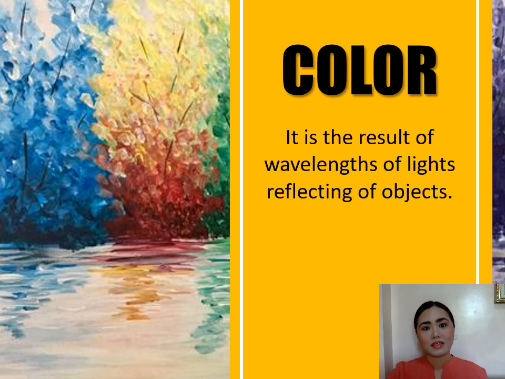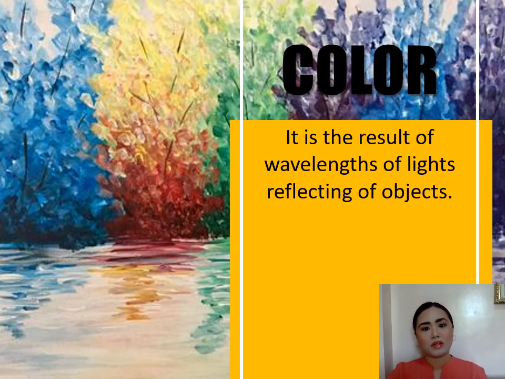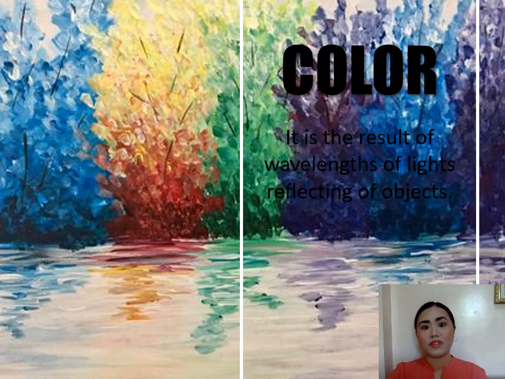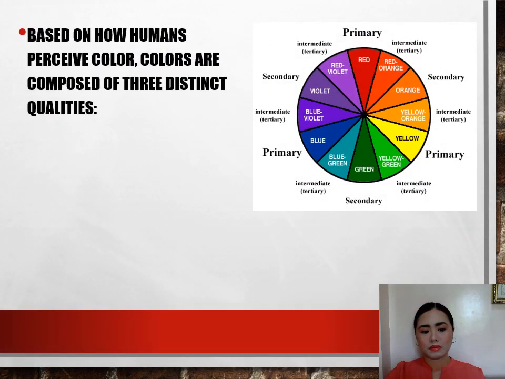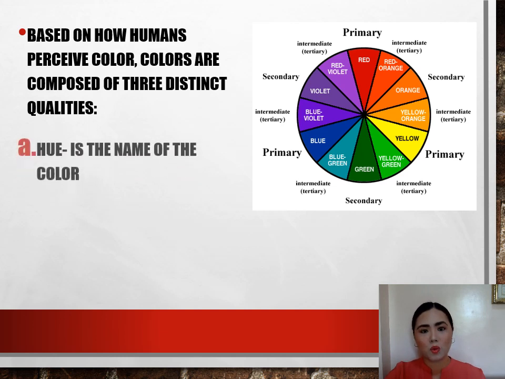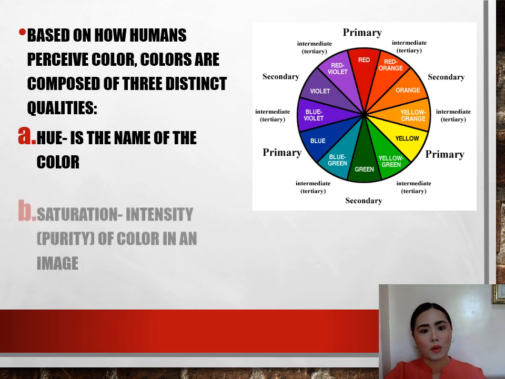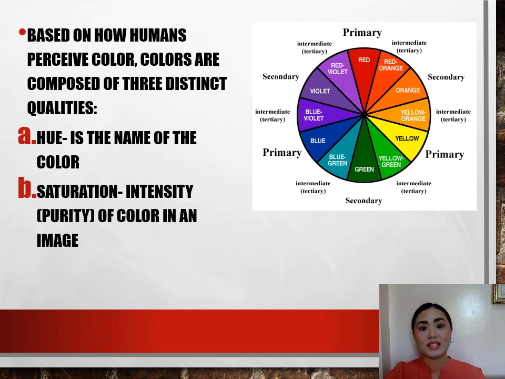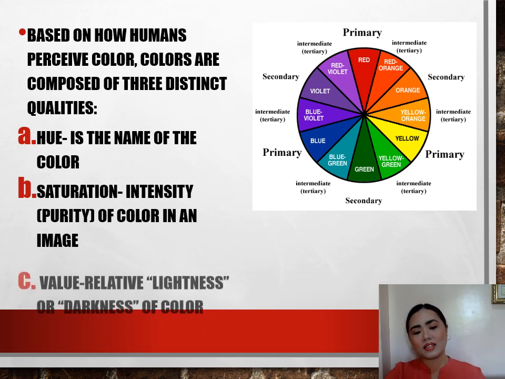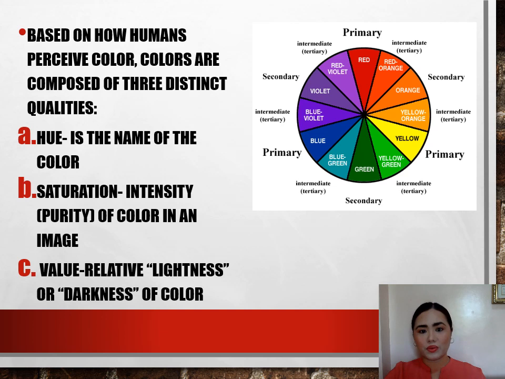Our second element is color. Color is the result of wavelengths of lights reflecting off objects. Based on how humans perceive color, colors are composed of three distinct qualities. The first one, we have hue. It is the name of the color. The second component is saturation. It is the intensity or the purity of color in an image. And the last quality is value. Value is the relative lightness or darkness of a color.